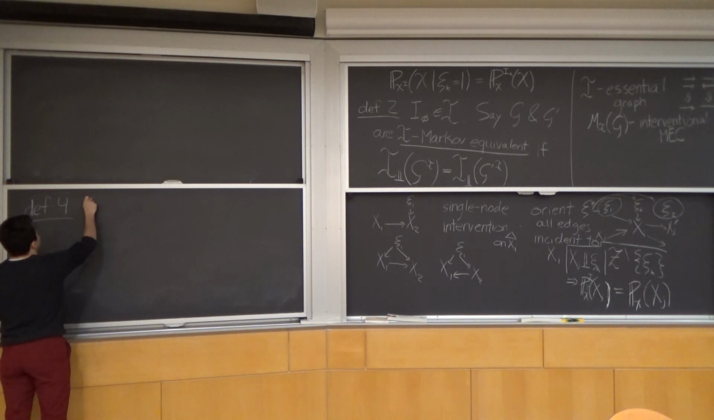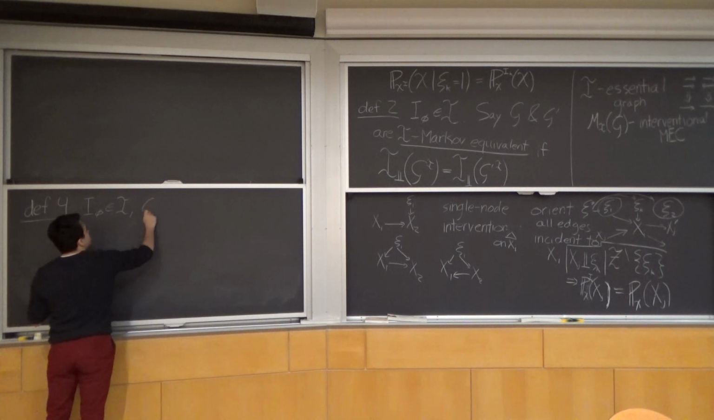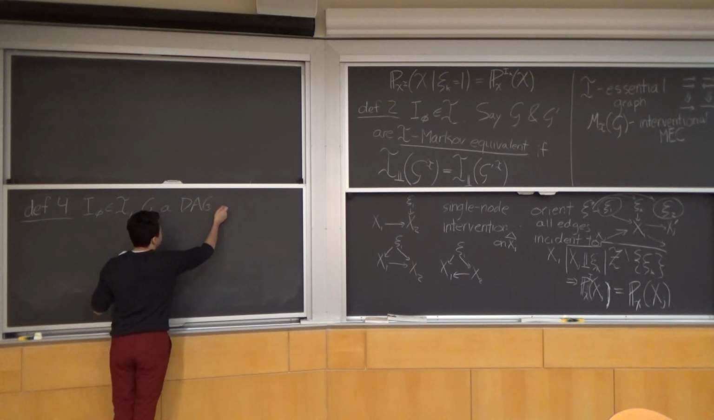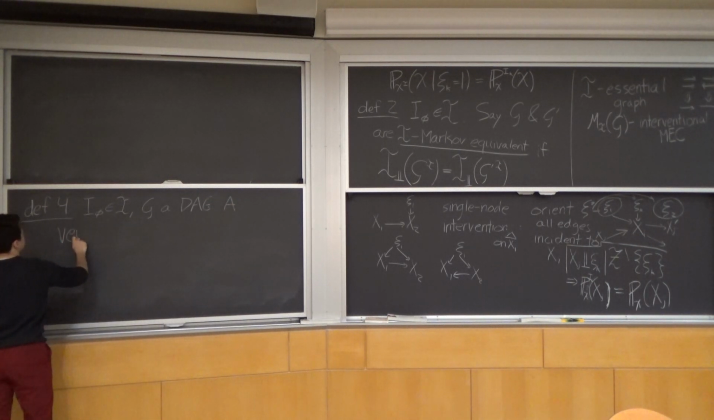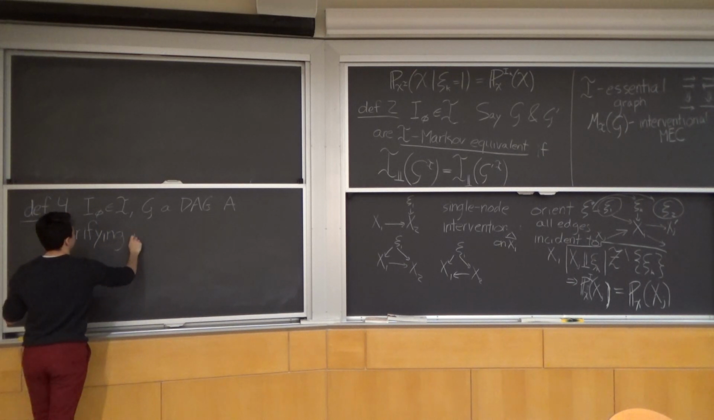So we'll have I be a set of interventions, G a DAG, then a verifying intervention set.